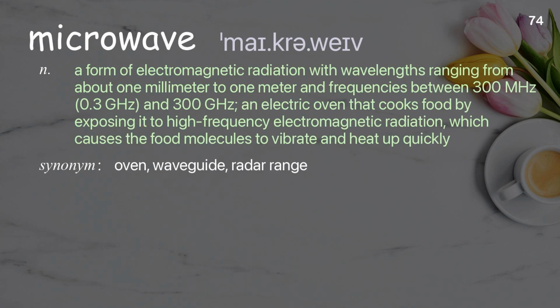Microwave. A form of electromagnetic radiation with wavelengths ranging from about 1 mm to 1 meter and frequencies between 300 MHz, 0.3 GHz, and 300 GHz. An electric oven that cooks food by exposing it to high-frequency electromagnetic radiation, which causes the food molecules to vibrate and heat up quickly.